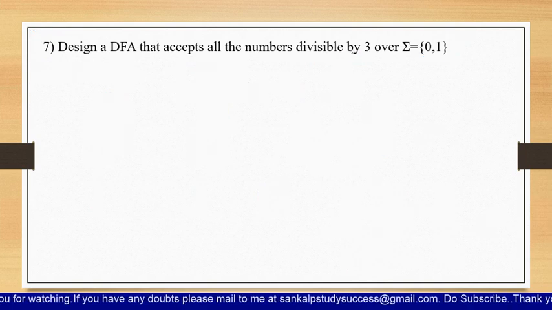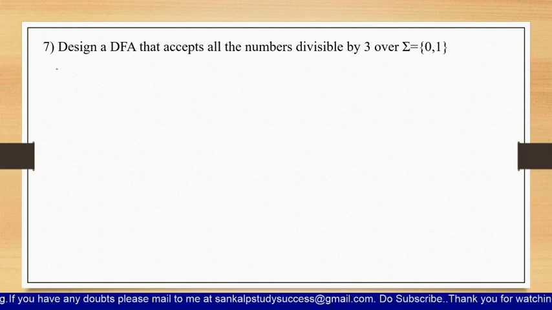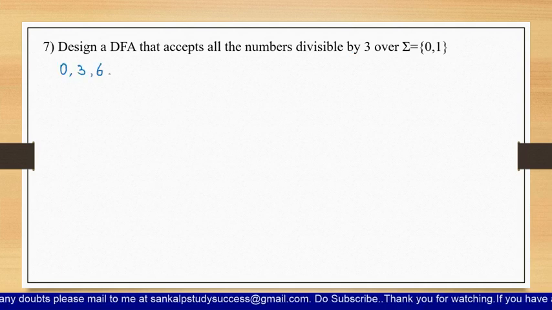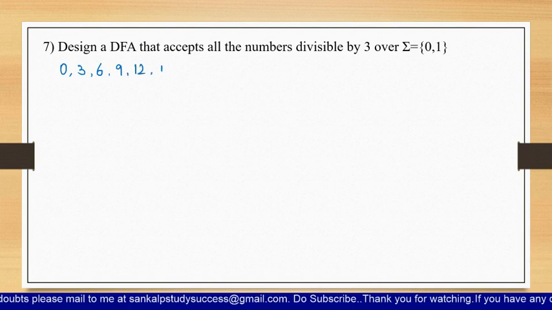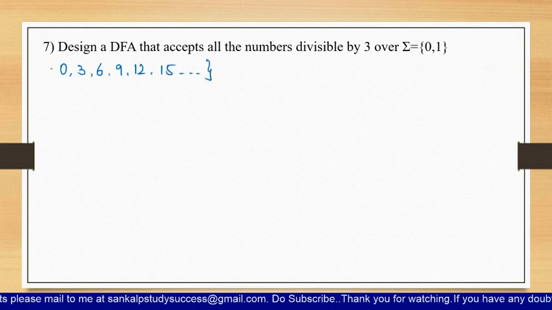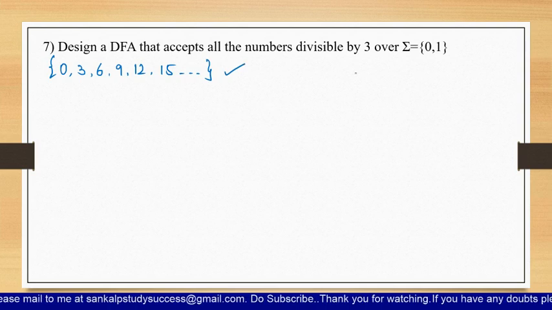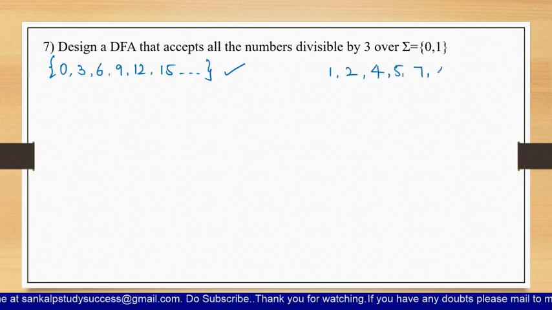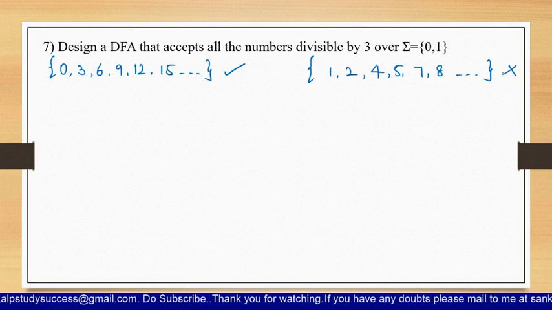So now let us see the numbers divisible by 3. How do you find out the numbers divisible by 3? What are the numbers divisible by 3? 0 is divisible by 3, 3 is divisible, 6, 9, 12, 15 and so on. These are the numbers divisible by 3. And what are the numbers not divisible by 3? 1, 2, 4, 5, 7, 8 and so on. These are the numbers which are not divisible by 3.